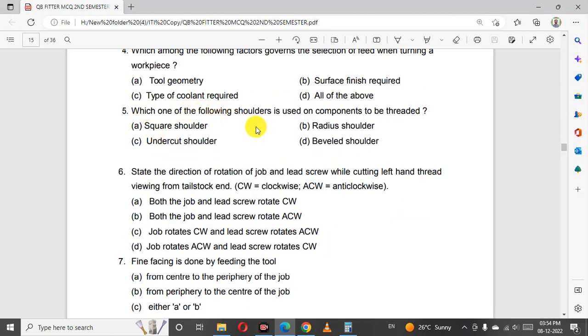Which one of the following grooves is used on a component to be threaded? Undercut shoulder.